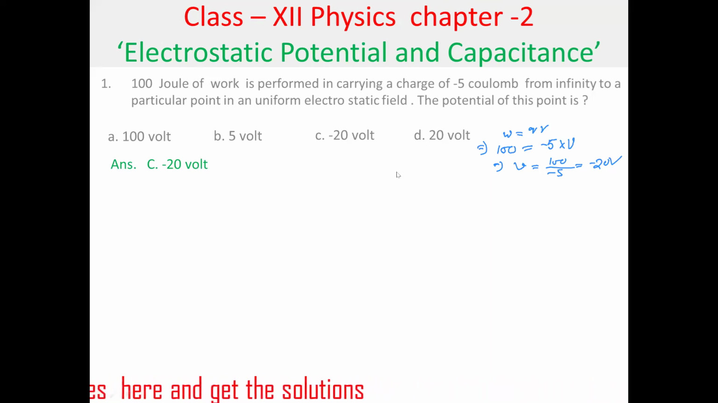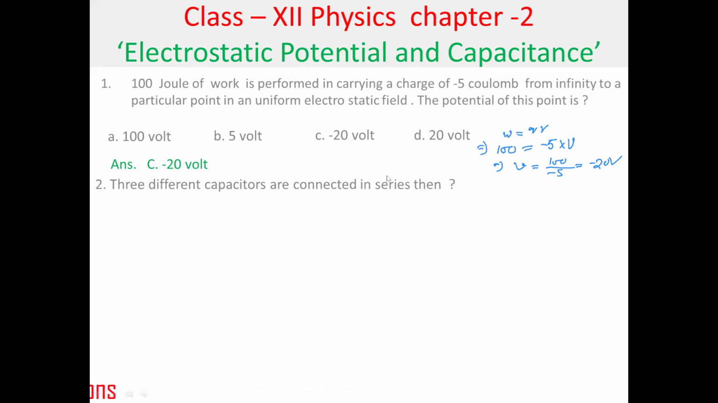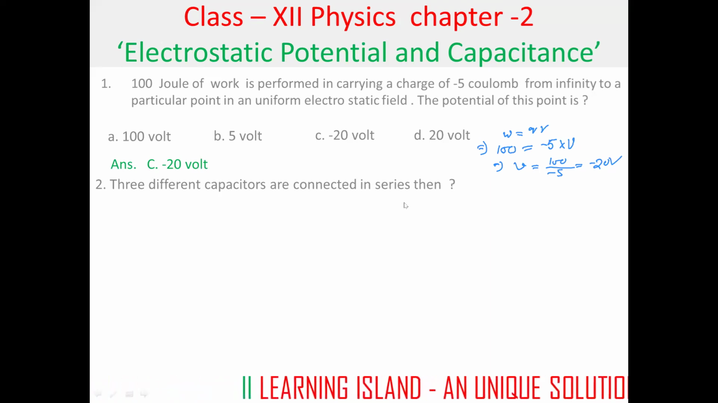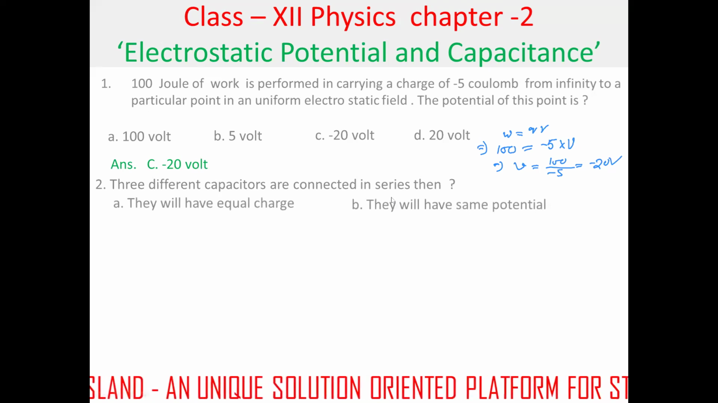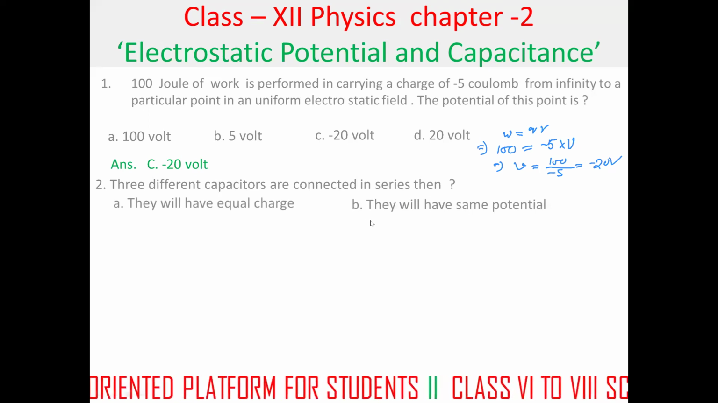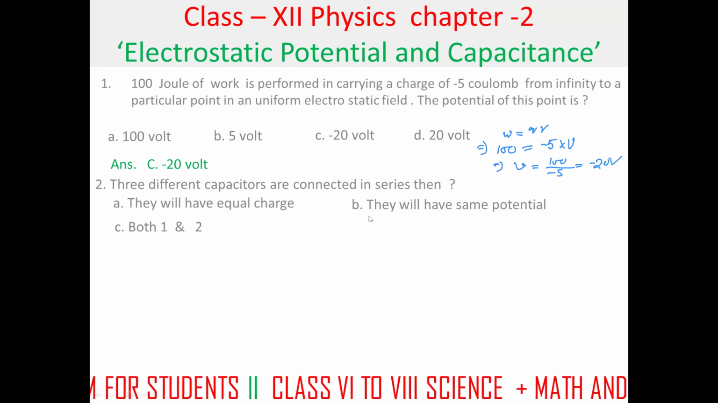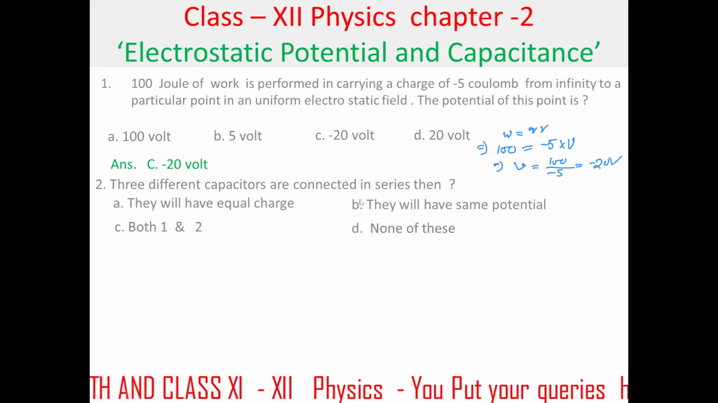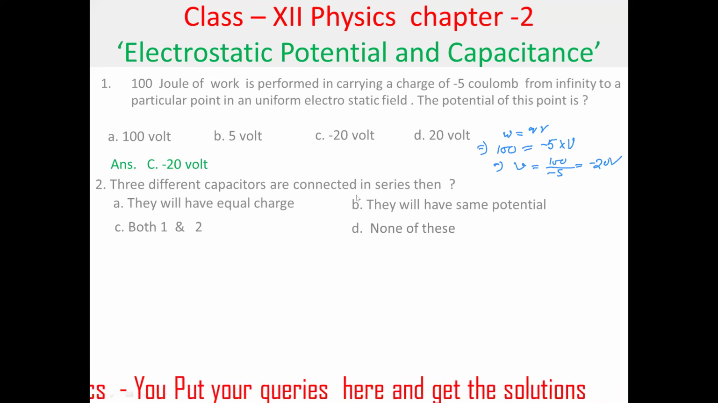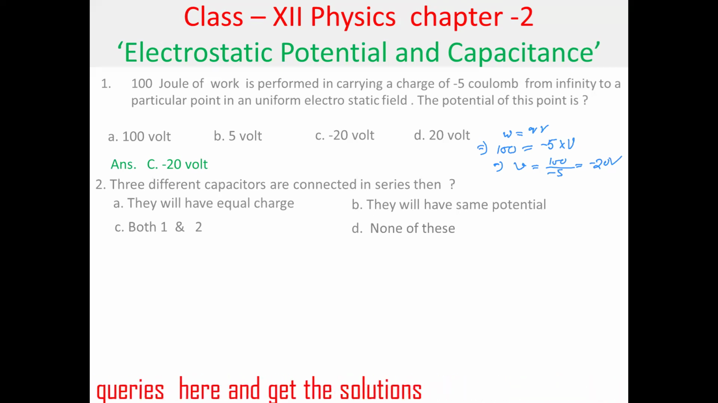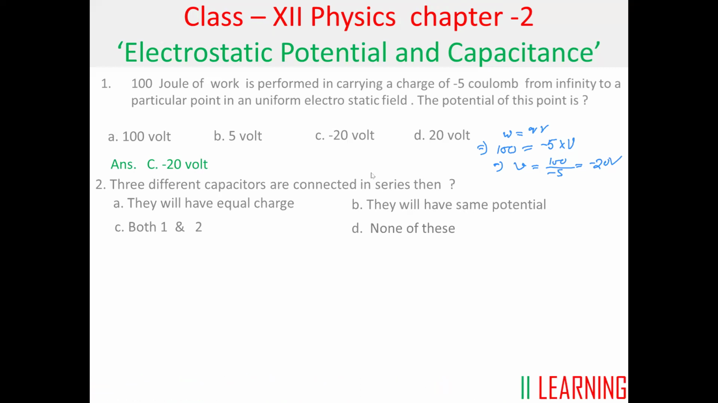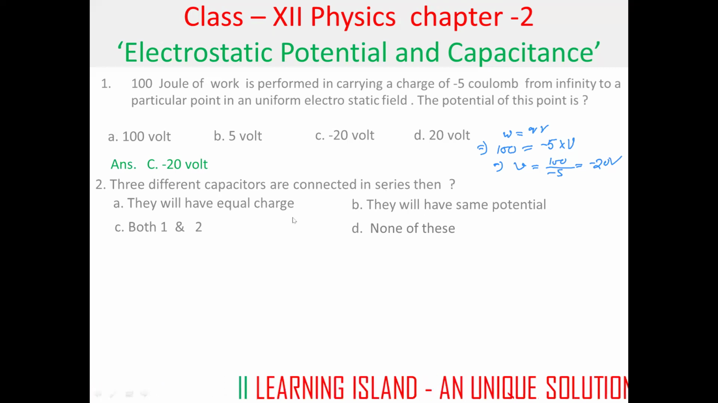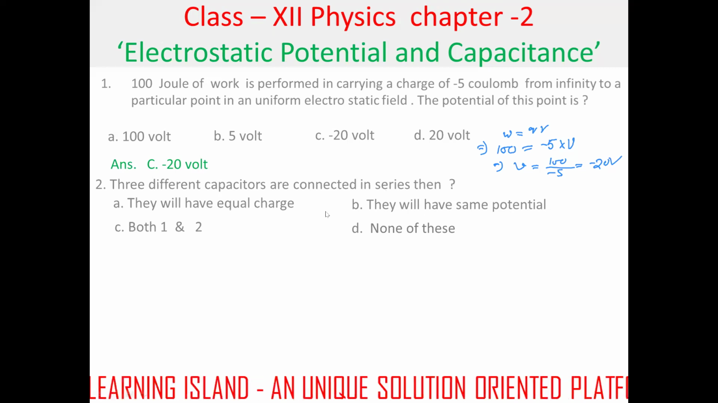Okay. Now next question. 3 different capacitors are connected in series. Then they will have equal charge. They will have same potential. Both 1 and 2. None of this. What will happen? If 3 capacitors of different values, 3 different capacitors are connected in series, then they will have equal charge. They will have same potential. Both 1 and 2. What is the correct answer?